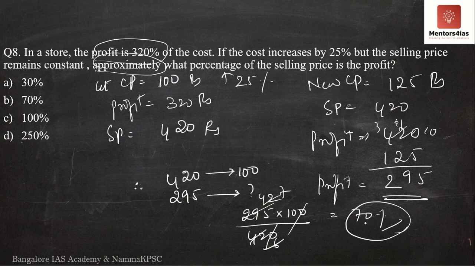So, it is approximately 70%. Now, since the question itself is asking for approximately, it is not necessary that we solve it till the decimal point in order to find the correct answer. We should be able to approximate it. Therefore, the correct option is option B. The correct answer is 70%.